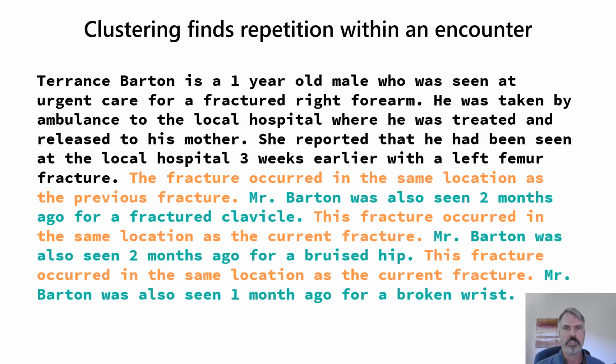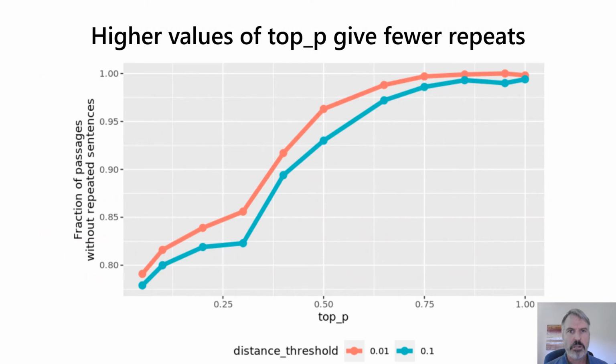Here we see alternation between two clusters of similar sentences. The orange sentences are in one cluster and the green ones in another. By noting which cluster each sentence belongs to, we can see if a passage contains repeated sentences by tabulating the cluster IDs. Here we plot the fraction of generated passages that have no repeated sentences.